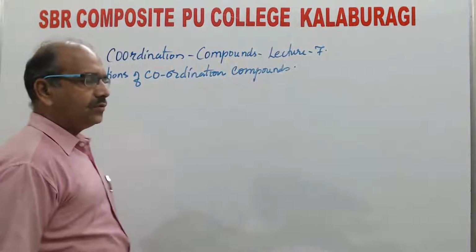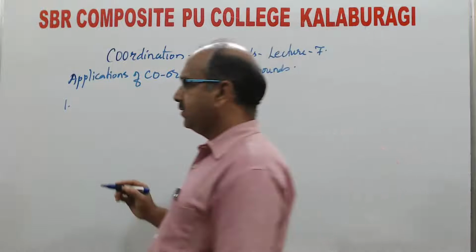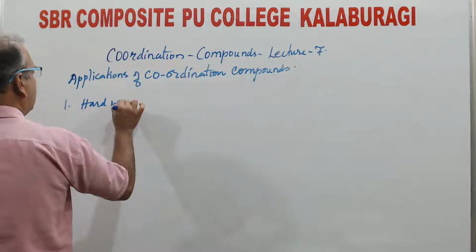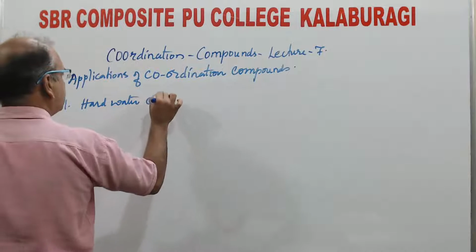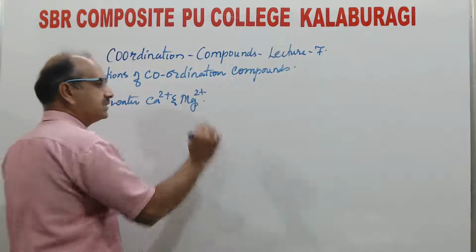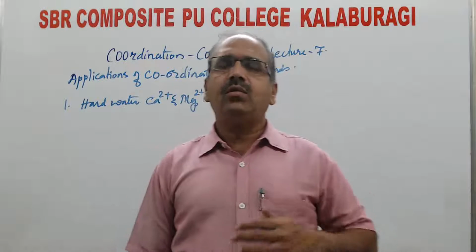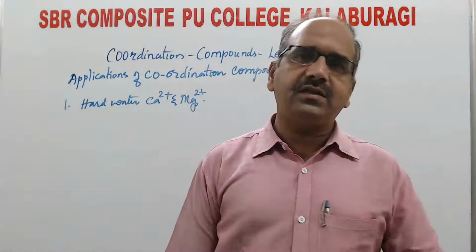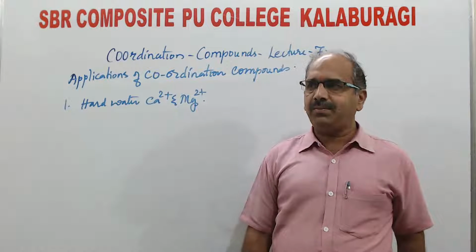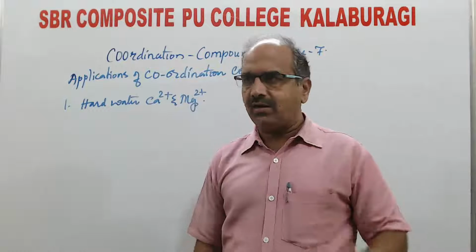First one. You know, in hard water there are calcium and magnesium ions present. So to what extent is it present? Because the WHO standard says more than 500 ppm of hardness is not good for human health. So it should be less than 500 ppm. So you need to check how much it is.